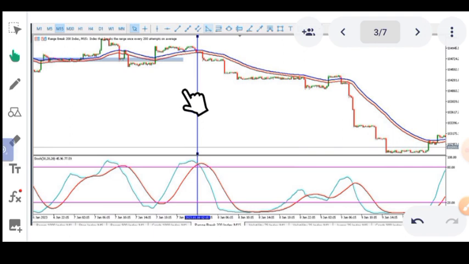Then for you to confirm your entry point during this pullback, you wait to see the stochastic oscillator here come to the overbought level. Remember, for the buy signal, we want the stochastic to come to the oversold level. But now that we are looking for a sell signal, we want the stochastic to come to the overbought level. And this is what happened here. You can see when it came to the overbought level, then here you make your entry. You can see, boom, make a lot of profits here. So that is how it works, guys.